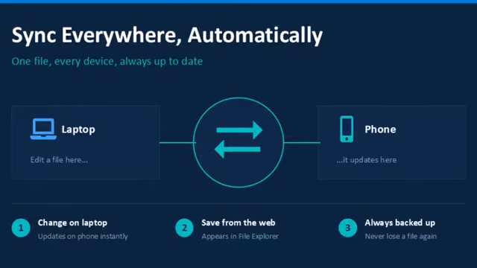And the big thing that OneDrive does is sync. Any file you put in OneDrive automatically syncs across all your devices. If you change something on your laptop, it updates on your phone. Save a file from the web, it appears in File Explorer. One file, everywhere, always up to date.